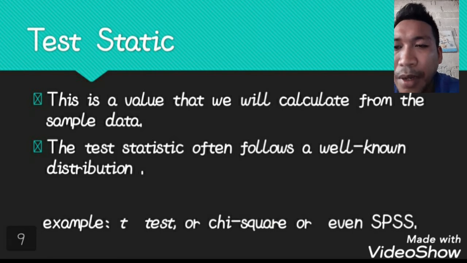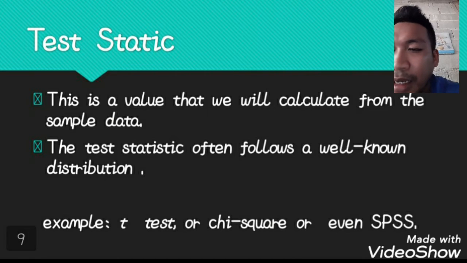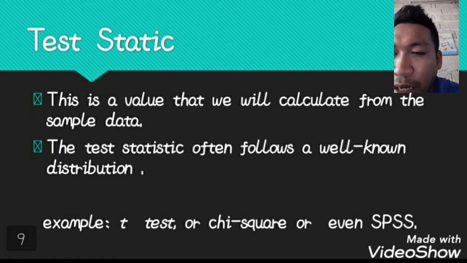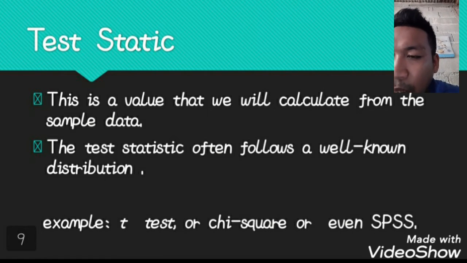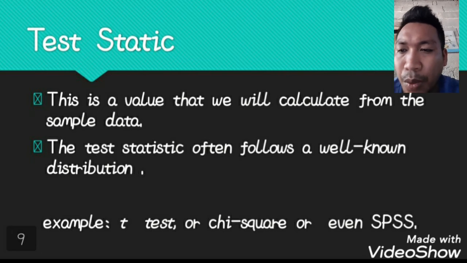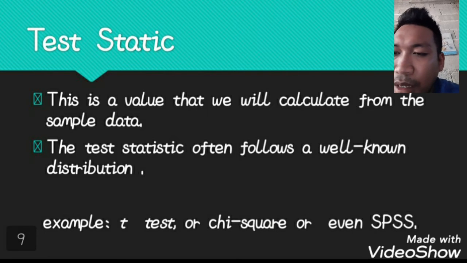It is obtained by taking the observed value, the sample statistic, and converting it into a standard score under the assumption that the null hypothesis is true. The value that will be calculated is from the sample data obtained from the test you have run to answer your hypothesis. Now, here are some examples of a test statistic.